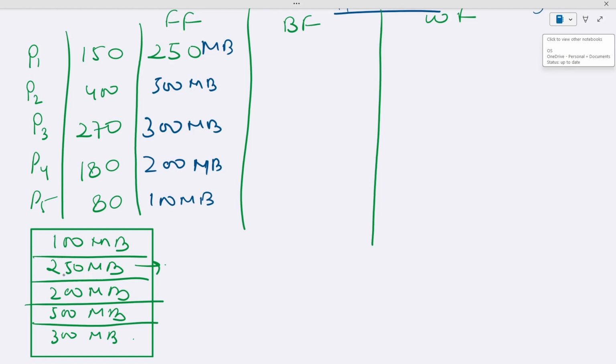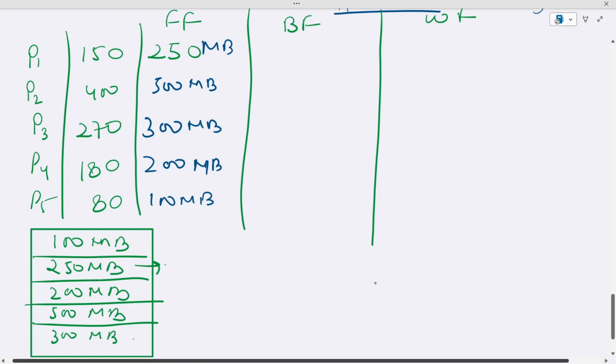Second is 150. Basically, P1 can be allocated this 250 MB of space, but we are not going to do this because there is an internal fragmentation of 100 MB. The process needs 150, and 250 is the block size. If you subtract, you get 100 MB of wastage space, or internal fragmentation. So we cannot do that. This is the best fit: we have to choose the block which has less internal fragmentation.